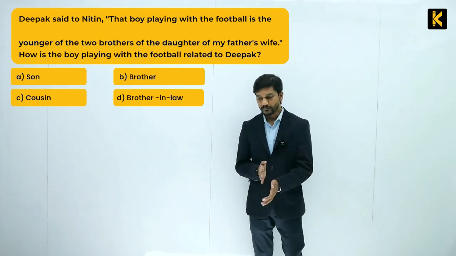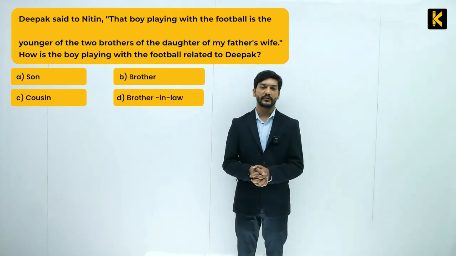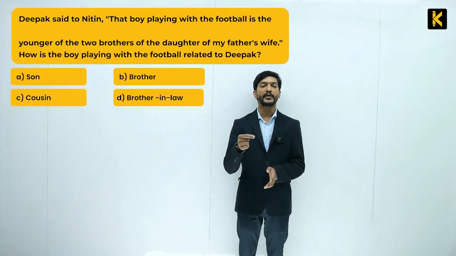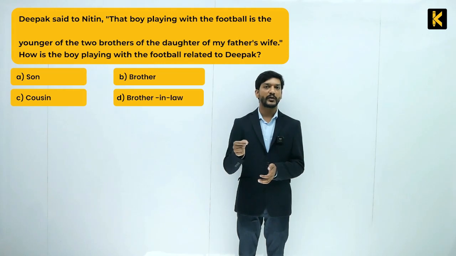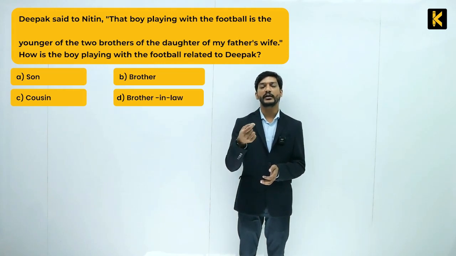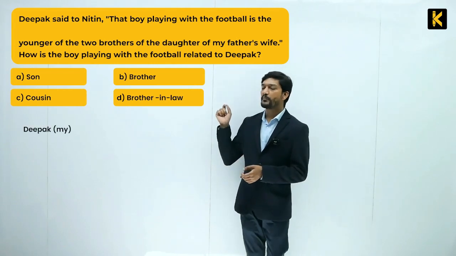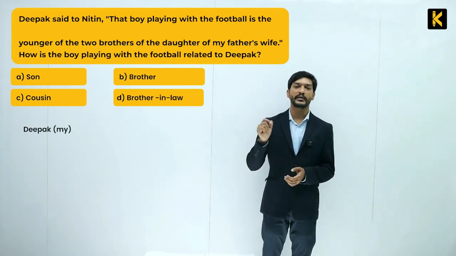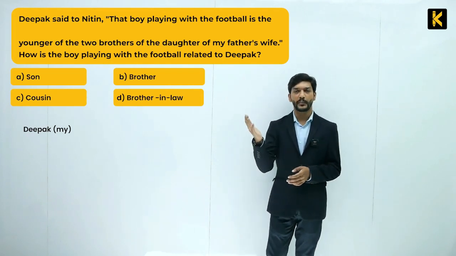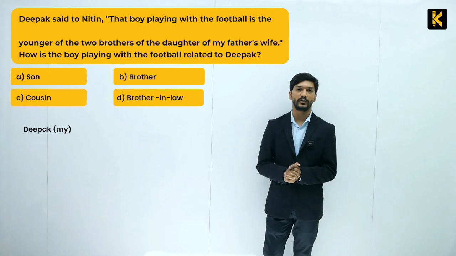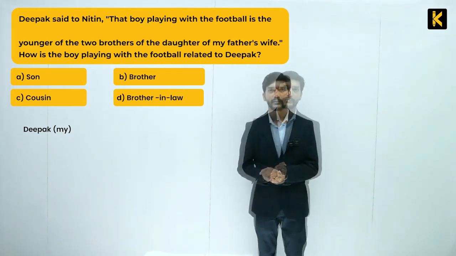Alright. So first thing is we have to observe which person made the statement. So Deepak said the statement. So that means Deepak will be using my word for himself. So in the statement my word is used for Deepak. And Deepak is talking about some boy who is playing around with the football. Okay. And Deepak is talking with his friend Nitin.